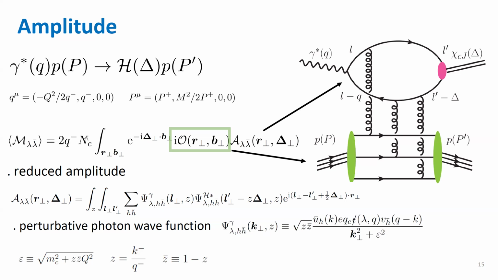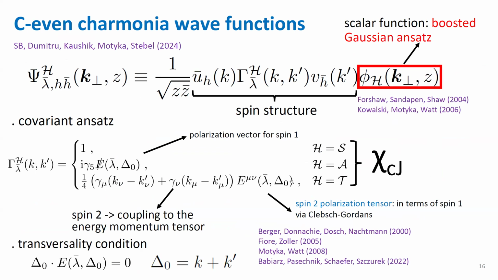So the goal is to compute this amplitude numerically, and then we need this overlap between the wave functions, and we need the Odderon. So the overlap, the photon wave function we know, and we need the chi-c wave function. The chi-c wave function, we assume it has this type of structure. This is generally a non-perturbative object, but we assume this type of spin structure and a scalar function multiplying it, for which we adopt the popular boosted Gaussian ansatz.